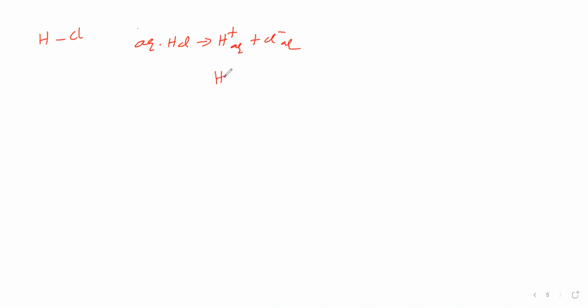H+ aqueous, we can write it as H3O+ aqueous, the hydronium ion. So aqueous HCl contains H3O+ aqueous and Cl- aqueous. They carry current. Therefore, aqueous HCl is a good conductor, and anhydrous HCl is a bad conductor, we can say. Then, uses of HCl.